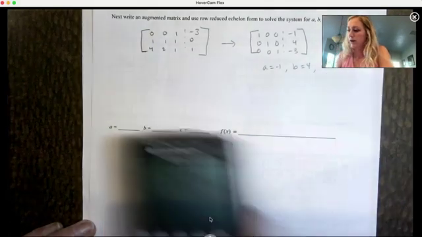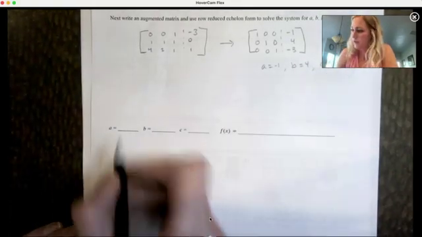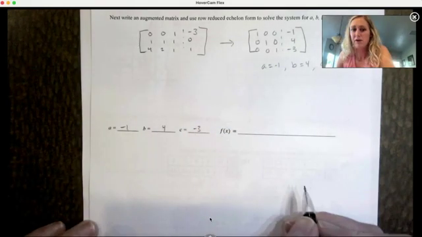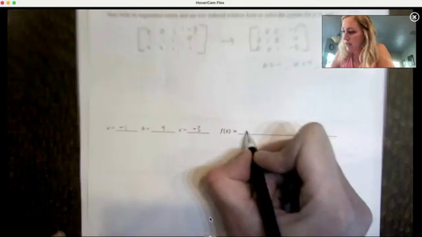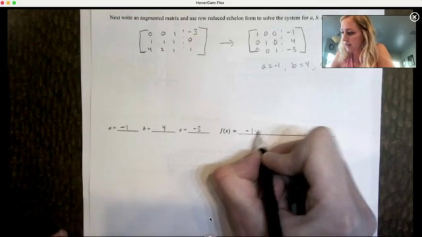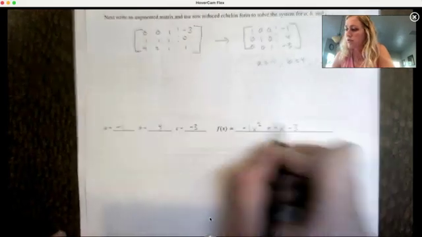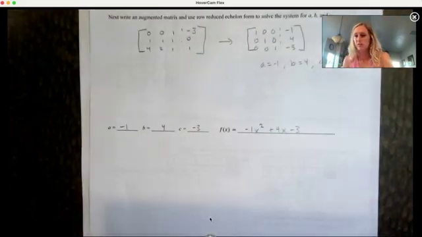So we got -1, 4, -3. My function in standard form would be -1x squared plus 4x minus 3. This would be the function that goes through those 3 points that we were given.